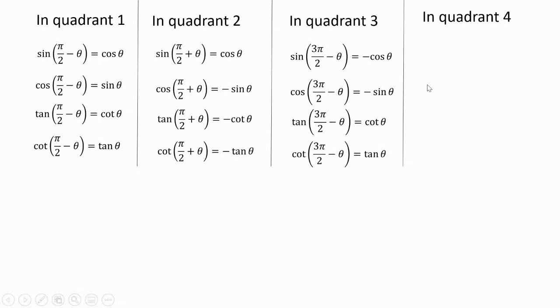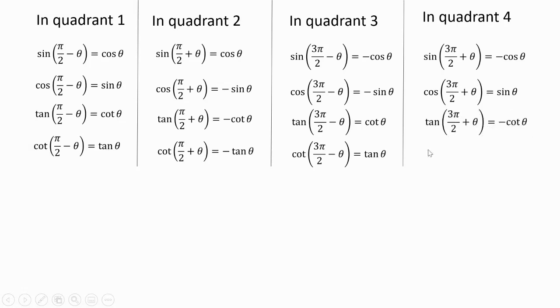Go to quadrant 4. I hope that people could predict what's going to happen in quadrant 4, but let me go through it anyway. In quadrant 4, the sine of 3 pi over 2 plus theta is going to be equal to minus cosine theta. Okay? The cosine of 3 pi over 2 plus theta is equal to the sine of theta because it is in the fourth quadrant. And in the fourth quadrant, cosine is positive. So it becomes sine, but it's positive. Tan becomes negative, and cotangent becomes negative. Okay? So I'm hoping that all makes sense.